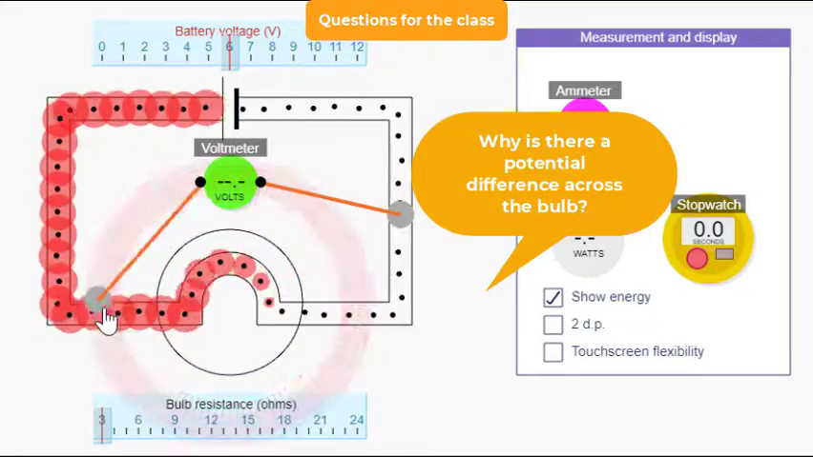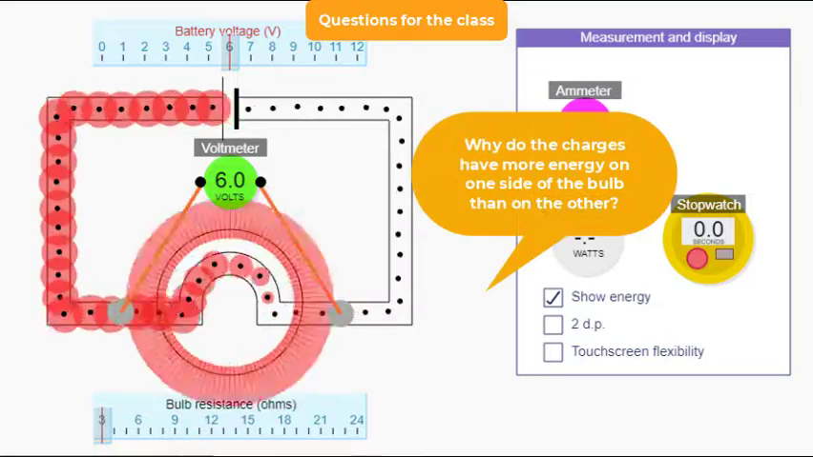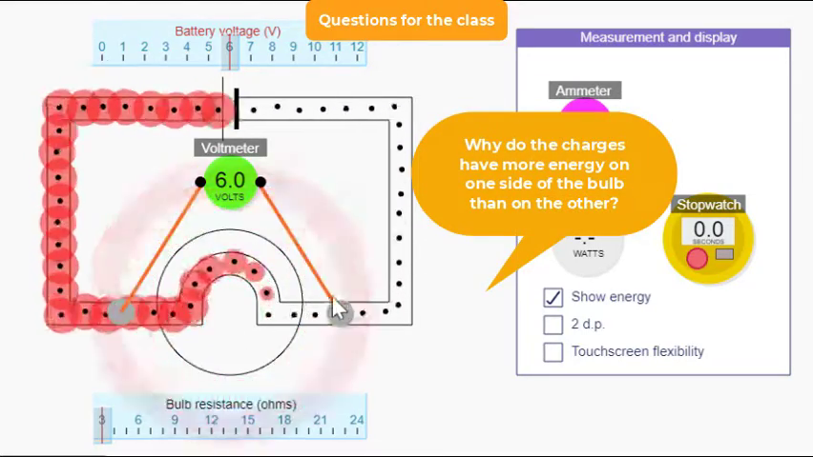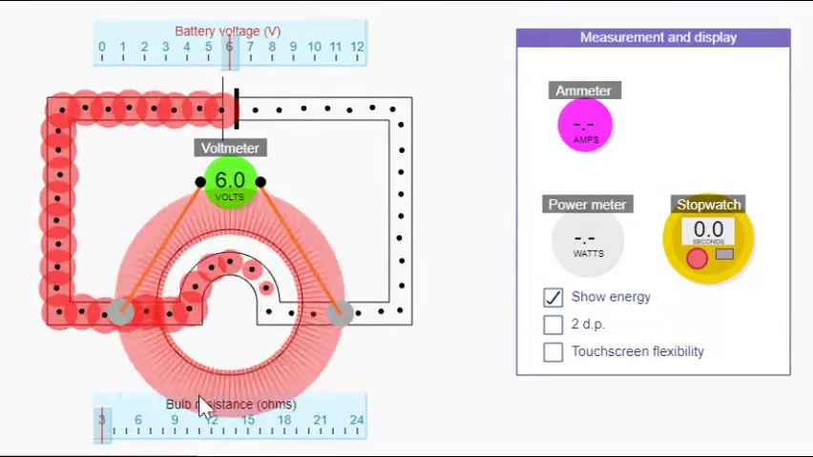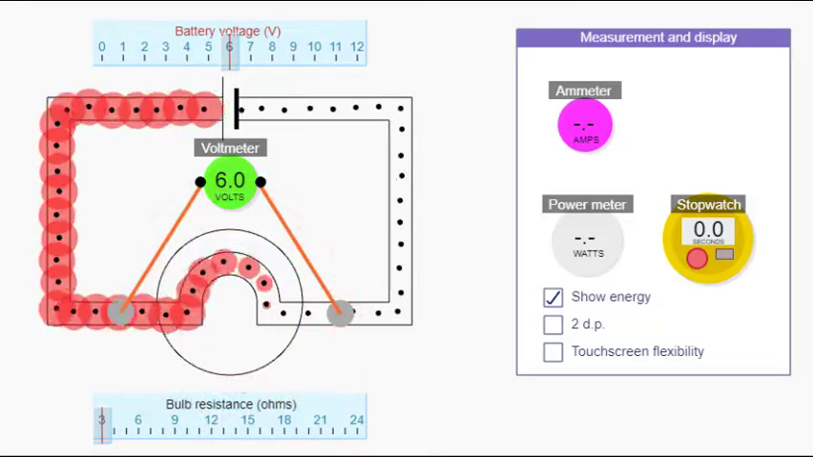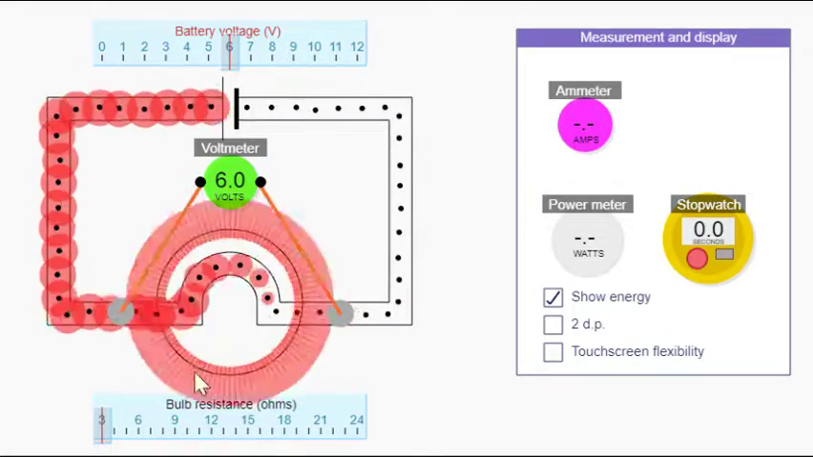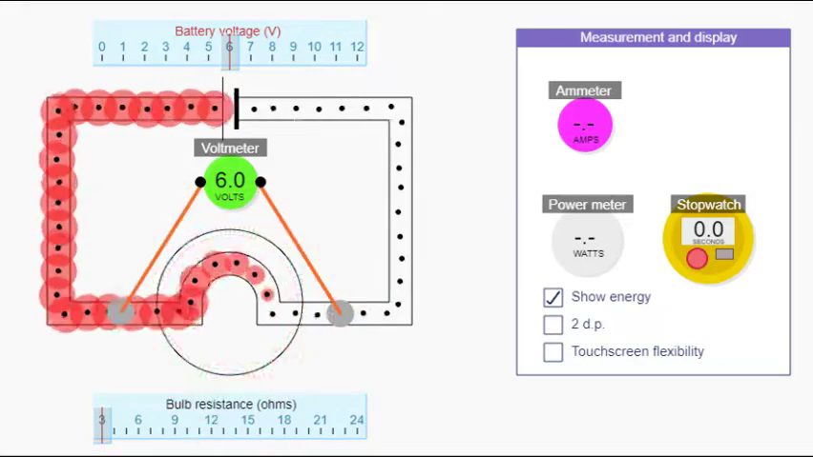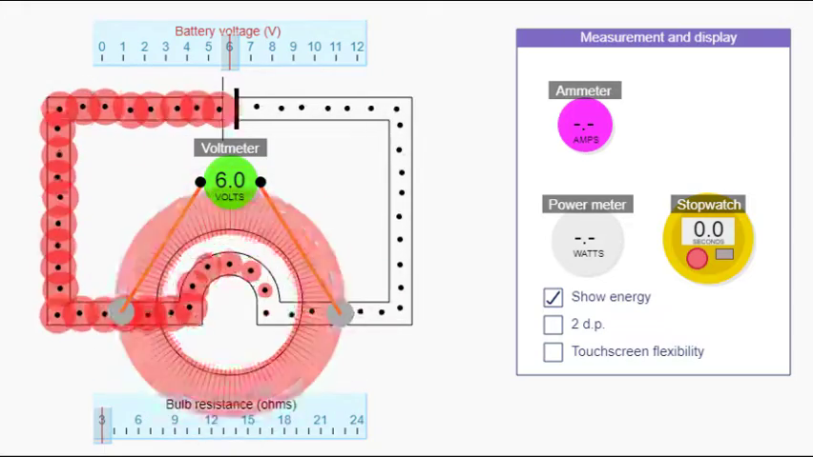So why is there a potential difference across the bulb? Why do the charges have more energy on one side of the bulb than on the other? It's because in the bulb, energy is being shifted from one store to another. In the bulb, the chemical store of the battery is shifted to the thermal store of the surroundings. Whenever a component shifts energy from one store to another, there's a potential difference across that component.